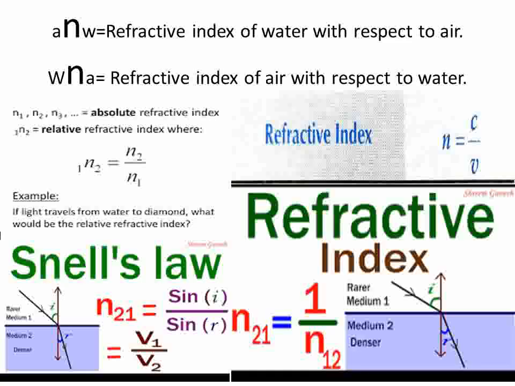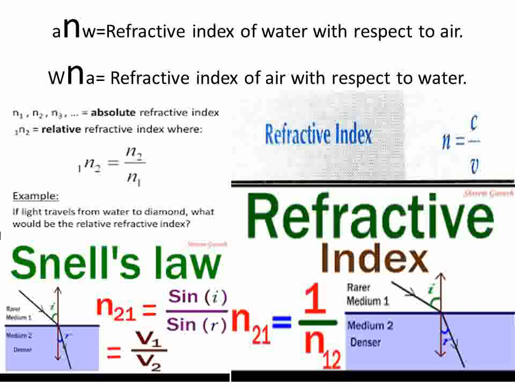If one medium is here, then n is equal to c upon v, the absolute refractive index. We have discussed that now. Let us come to n21, which is another way to write it.